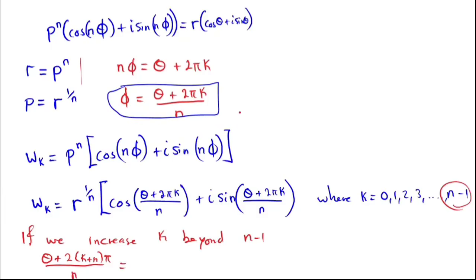This will be equal to theta plus 2k pi over n, and to this we're just adding a complete revolution, which is 2 pi. Now when we say it's equal to plus 2 pi, we're simply saying it's going to be repeated over and over again, which gives us repeated values.